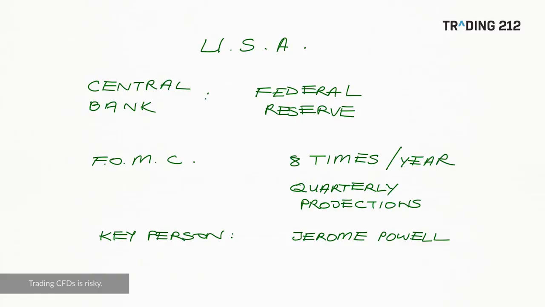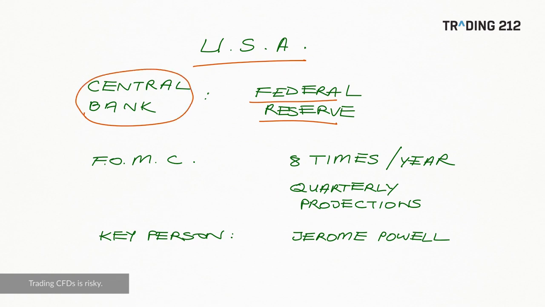So let's run through now each of these central banks for the major currencies, starting with the US. So USA to start, we've said more than once before in this series of videos that the US dollar is the most traded currency in the world. All the major currency pairs involve the dollar. And if you're trading the US dollar as part of a currency pair, you need to be aware of what is going on with the Federal Reserve, which is the central bank for the US.